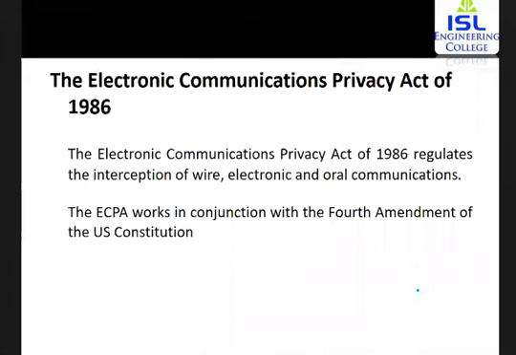The next is the Electronic Communication Privacy Act of 1986. Now this Electronic Communication Privacy Act regulates the interception of wires. That is, if you are communicating between a sender and a receiver, whether via wire transmission, electronic or oral communication, you cannot intercept the data. Any personal communication, any personal chat conducted at the sender's and receiver's ends, cannot be intercepted.